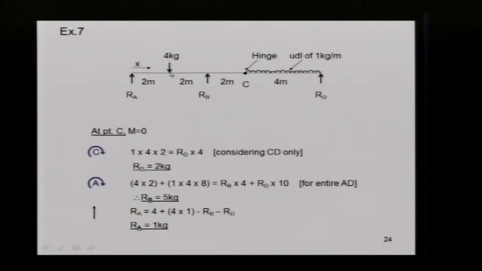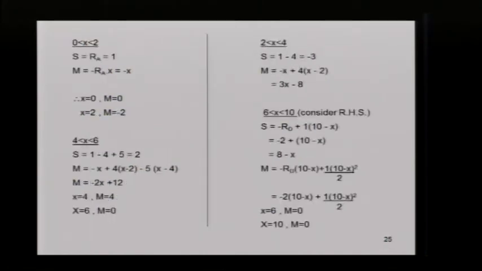So plus 4 into x minus 2, then once again RB will contribute to a negative moment because that will cause the beam to do that. So minus RB into x minus 4 now, right? So you have x minus 2 term and x minus 4 term, right? And we can find the various contributions there.